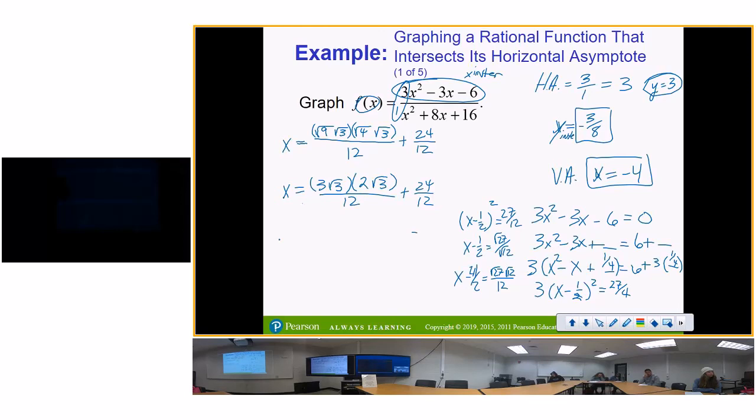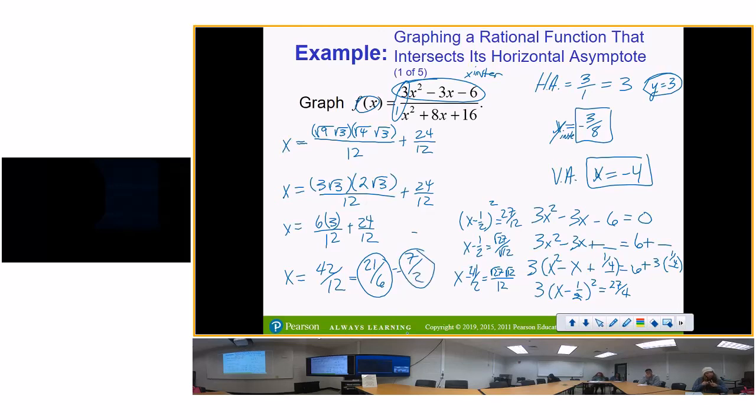3 times 2 is what? 6. And 3 times 3 is what? That'd be 3, over 12 plus 24 over 12. 6 times 3 is 18. 18 plus 24 is what? Is it 32? Or 42? 42 over 12. And that's equal to, something tells me this ain't right. What is 42? 42 would be 21 over 6. 3 would be 7 over 2. Y'all check me. Yep.